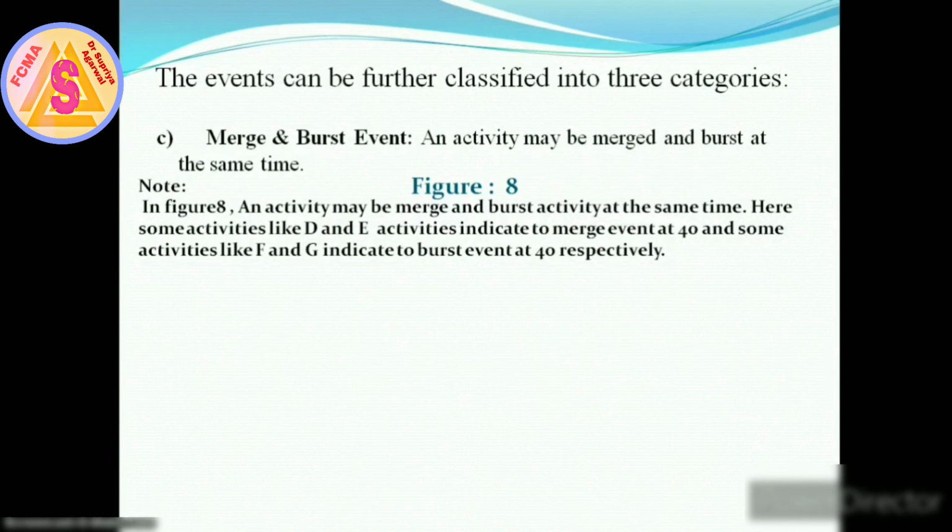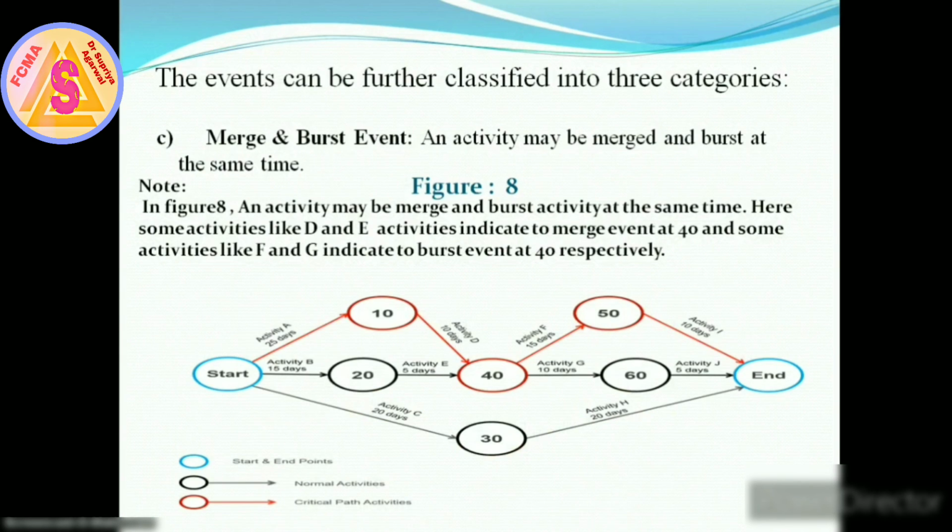Now we move on to the next slide. On the other hand, when an event is merged for some activities and burst for some other activities simultaneously, it is known as a merge and burst event. As you can see, in a network where an event, that is 40, is merged for activities D and E and bursts for activities F and G simultaneously, we can say event 40 is a merge and burst event.